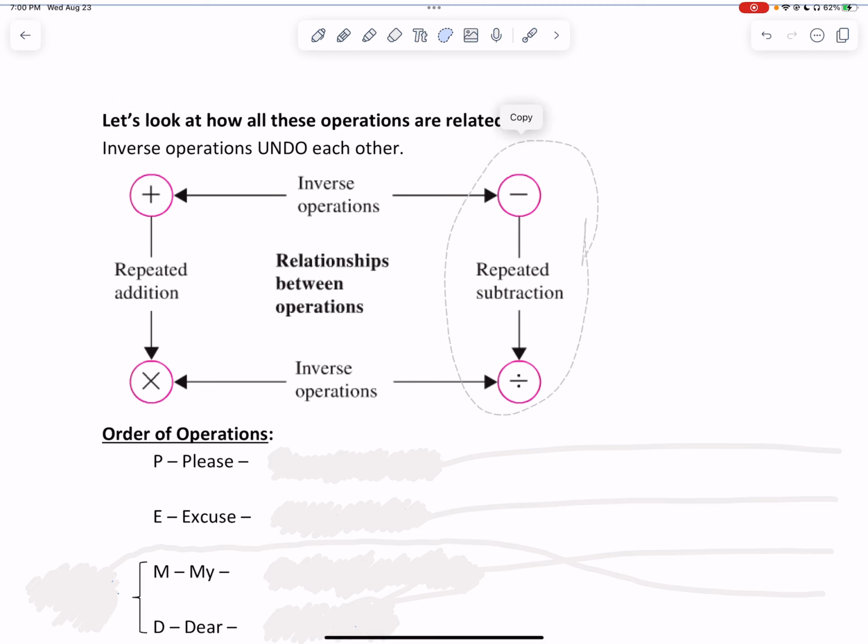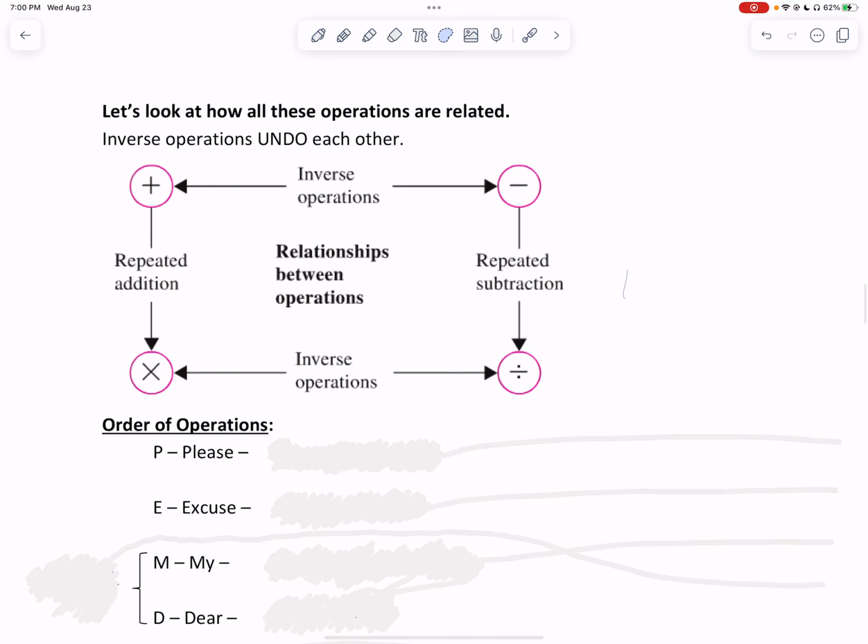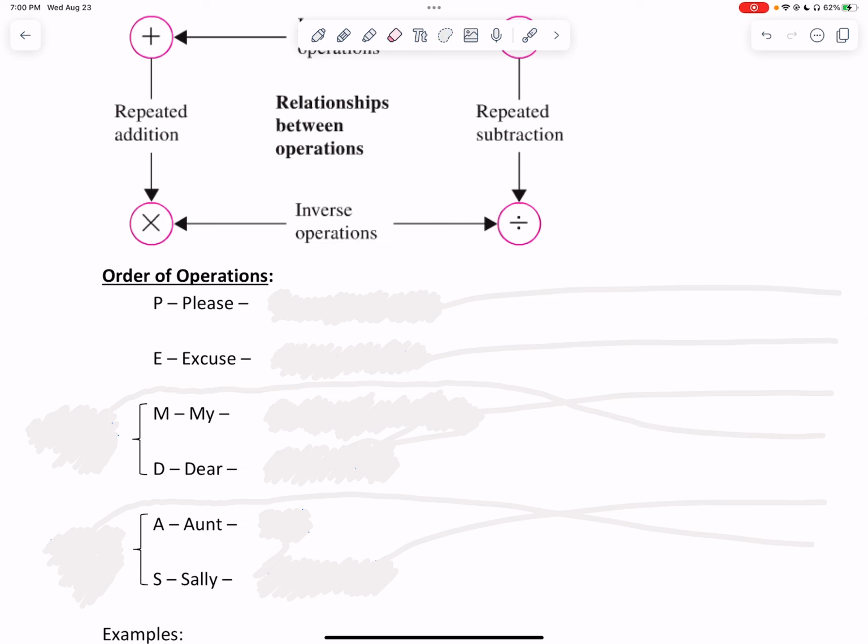Also, repeated subtraction is related to division, just like repeated addition is related to multiplication. I just thought that's a really great concept to understand the relationships between adding and subtracting, multiplying and dividing, and also the relationship between adding and multiplying, subtraction and division. Okay, so now that we've learned all those, of course, we're going to put them all together.